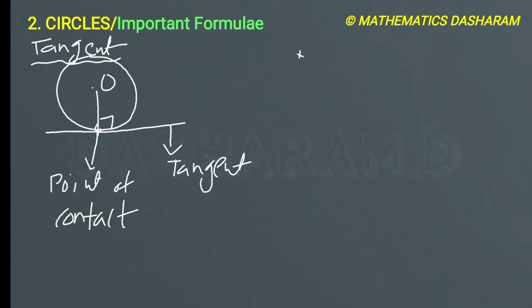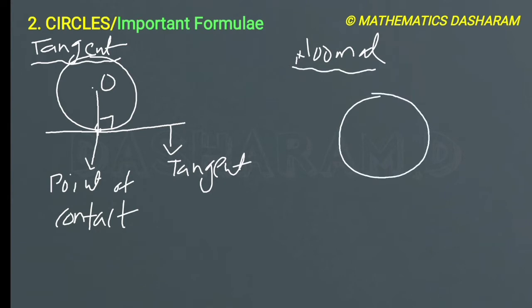The next definition is the normal of a line. Let's take a circle with center O, and here is a tangent, and this is the point of contact P. A line through the point of contact and perpendicular to the tangent is called a normal to the circle.